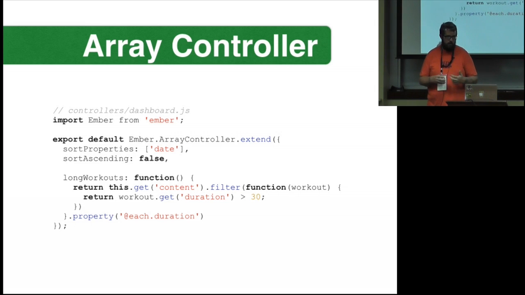This is an example of an array controller. So again, we can set our own properties. The array controller has some nifty stuff for sorting too, since it knows it's dealing with an array of things. To sort a collection differently, I can just set the sort properties on that controller, and I can tell it what to sort by. So this is going to sort all the workouts for this controller by date. And I can set sort ascending to false or true, depending on the direction I want the sort.